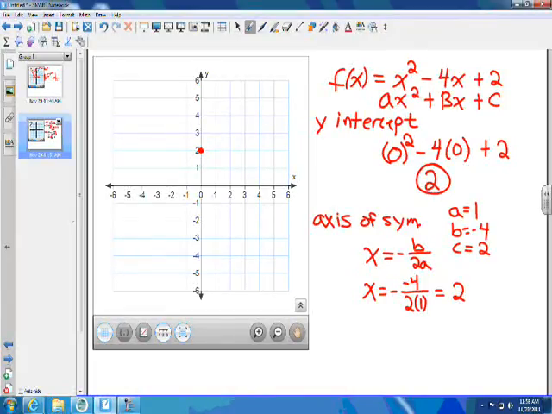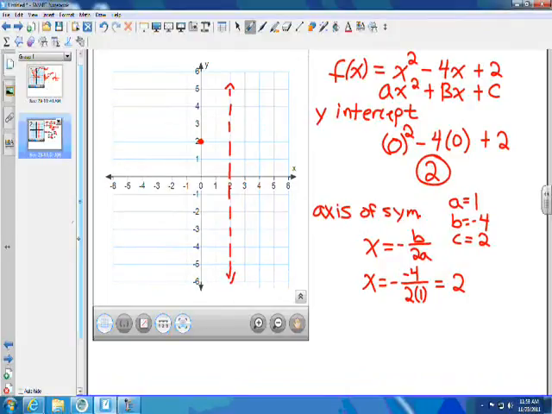Now, the axis of symmetry, that's that vertical dotted line at 2. And it says x equals 2. So you go on your x-axis for that and draw a vertical dotted line. That's your axis of symmetry. And then somewhere on that axis will be your vertex point, and that's what we're going to find next.